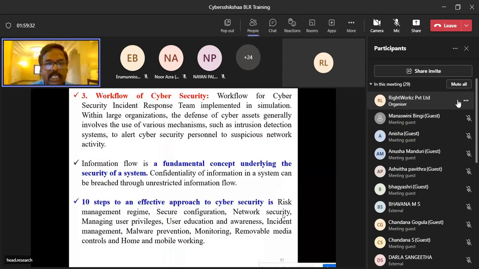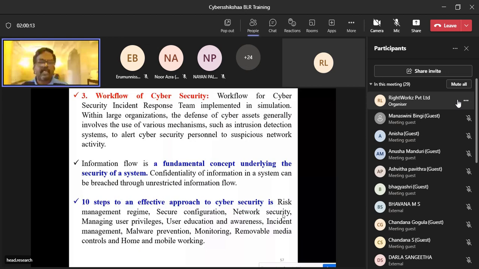And the third topic is workflow of cyber security. So it includes cyber security incident response team implemented in simulation. Like within a large organization, the defense of cyber assets generally involves the use of various mechanisms such as an intrusion detection system to alert the cyber security personnel to suspicious network activity. Information flow is a fundamental concept underlying the security of a system. Confidentiality of an information system can be reached through restricted information flow.